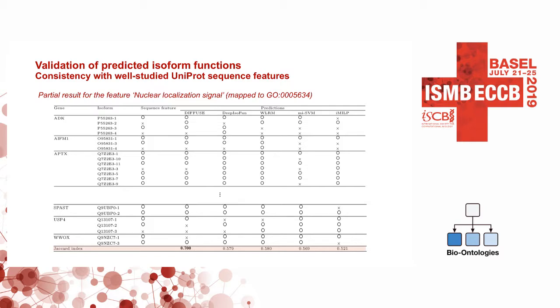So this is the result for one of the 3 features, the nuclear localization signal. Our results achieve consistency with the sequence features of score 0.7 in terms of the Jaccard index, which is much higher than other methods.